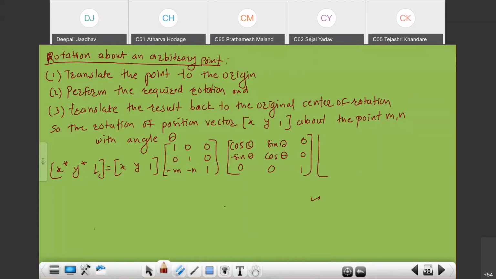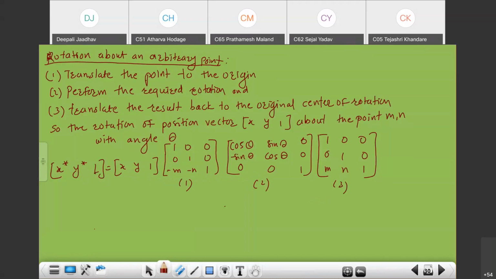And the last transformation matrix is to translate the result back to the original center of the rotation. This point mn we translated towards the origin, and now we translate it back to the original position. For that, again we require the translation matrix, along with plus M and plus N. So that is the transformation matrix for the first step, this is for the second step, and this is for the third step.